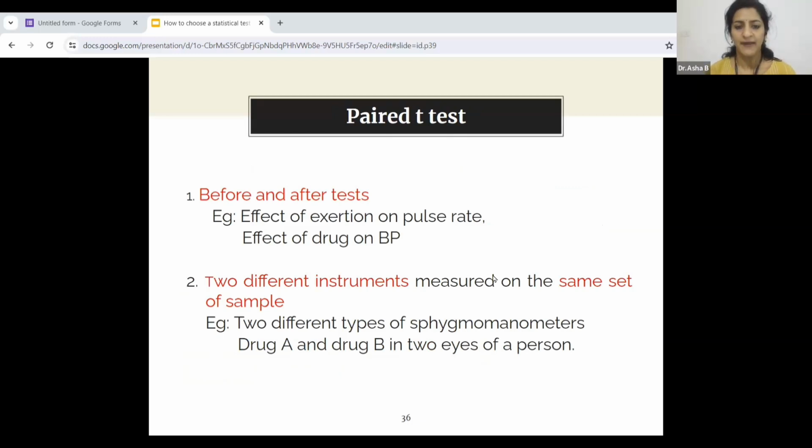Then we have the paired t-test. This paired t-test is applied on paired groups. We have already seen what a paired group is. When we have to compare continuous variables between two paired groups, we go for the paired t-test. An example is usually a before and after test. When we want to compare the pulse rate or blood pressure before and after giving any medicine, or drug A and drug B given to two eyes, or two different types of instruments measured on the same person, then we go for the paired t-test.